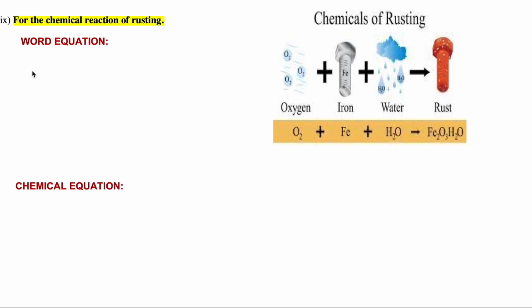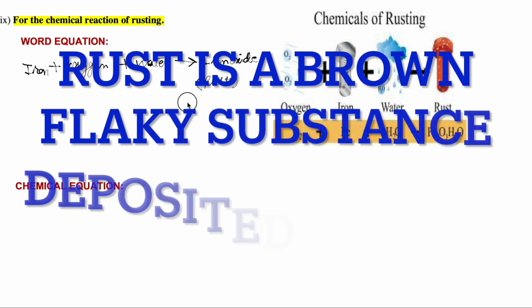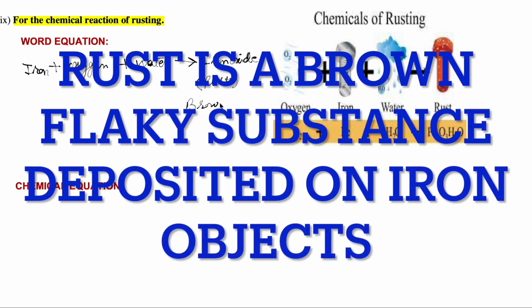So the word equation for rusting is: iron, when it reacts with oxygen from air and moisture from water, gives iron oxide, which is commonly called rust. This rust is a brown flaky substance.